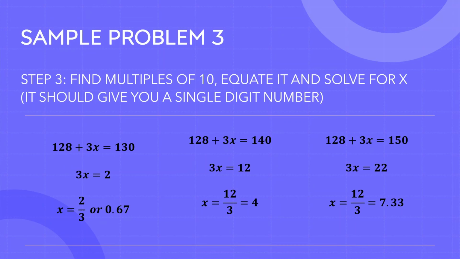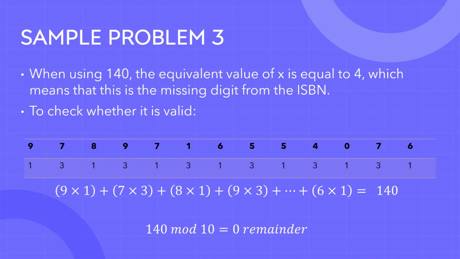we would come up with 3 values of x, which are 0.67, 4, and 7.33. So when using 140, the equivalent value of x is equal to 4, which means that this is the missing digit from the ISBN. So to check whether it is valid, the remainder should be 0. So as you can see below, the following process resulted in 0 remainder.